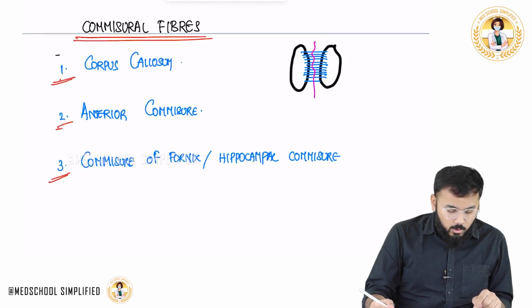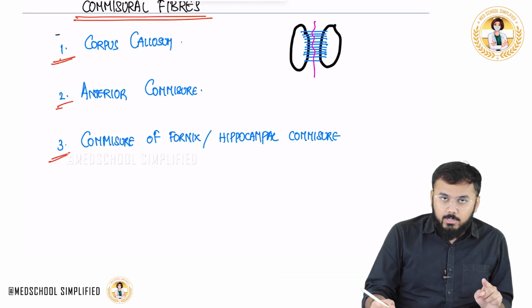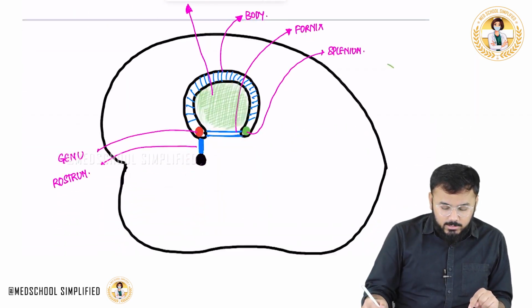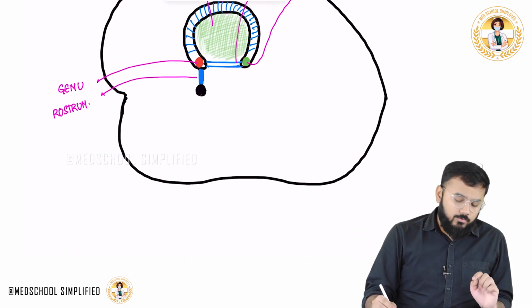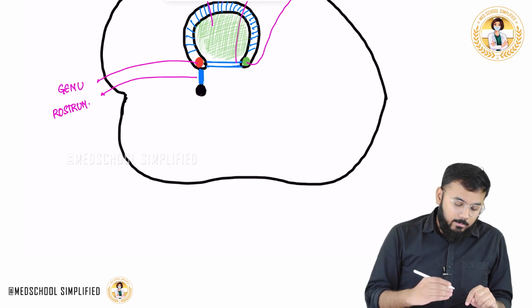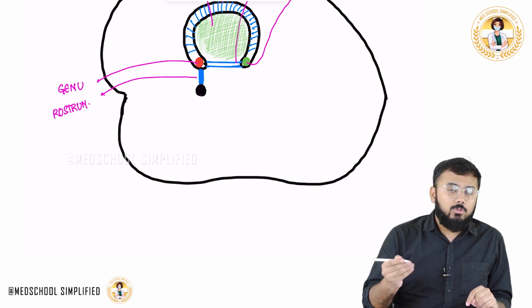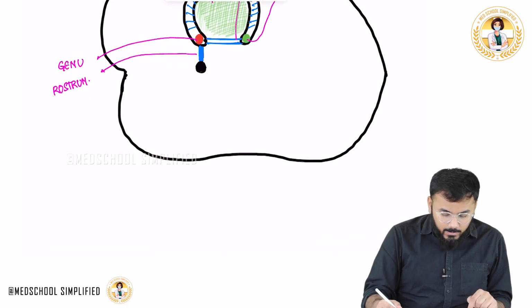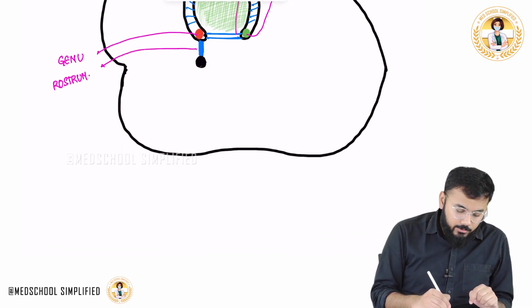So here I have told you about commissural fibers. One is the corpus callosum and the next is the anterior commissure. So where is the anterior commissure located? It is located on the medial side, and above the anterior commissure you have the rostrum.